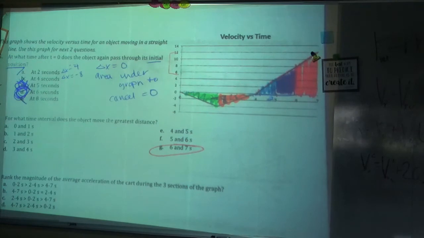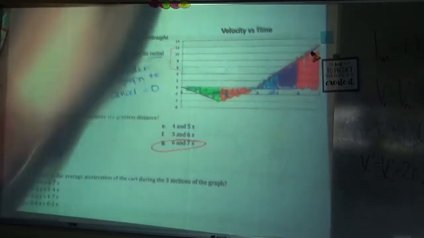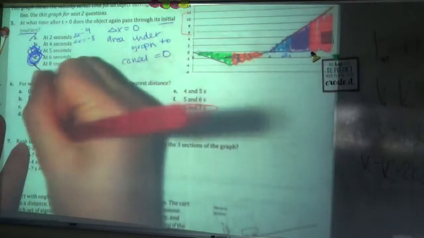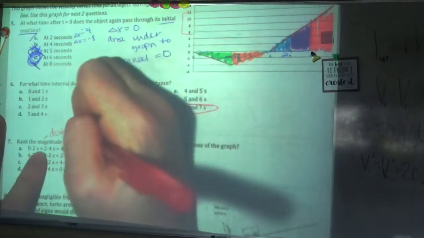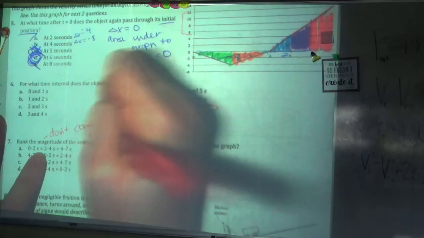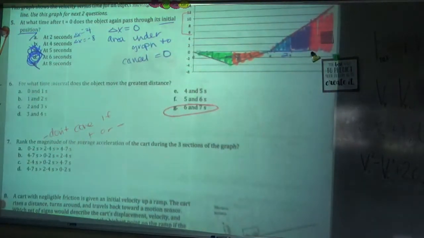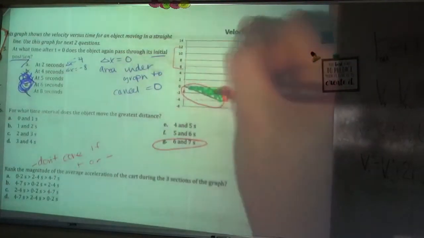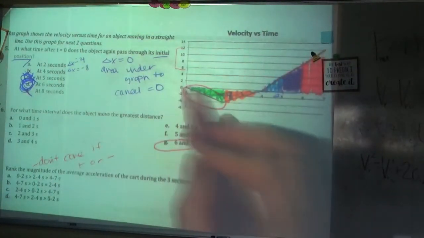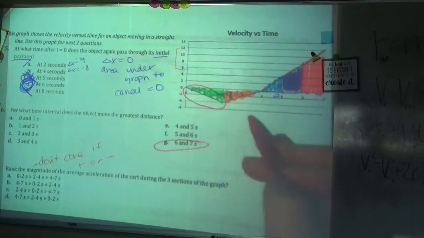And 7 is asking to rate the magnitude of the acceleration. So magnitude means you don't care about sign. You don't care if it's positive or negative, just like the bigger acceleration. And I have from 0 to 2, 2 to 4, and 4 to 7. So you can actually just go and calculate the acceleration. So this goes from 0 to 4 meters per second in 2 seconds.